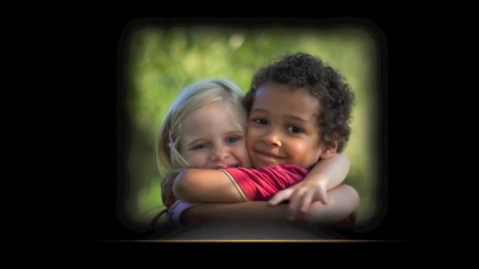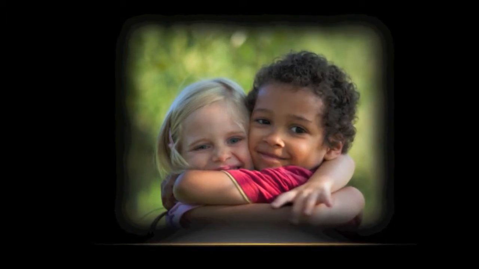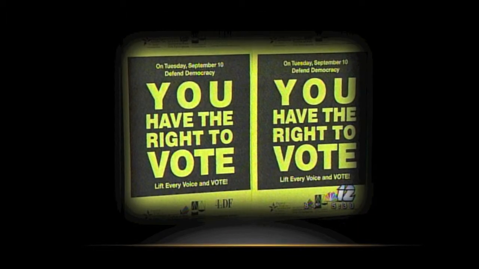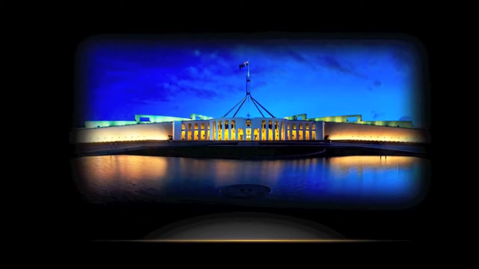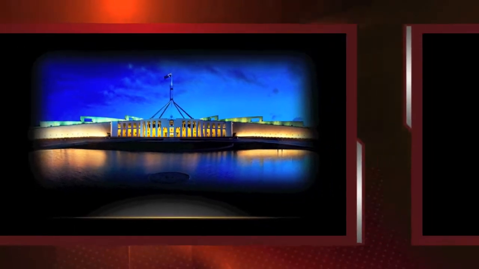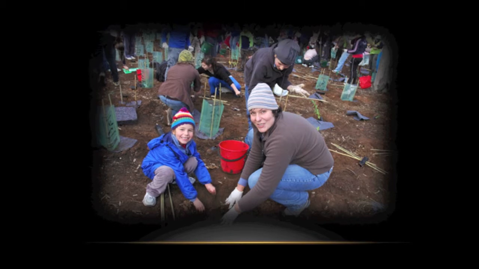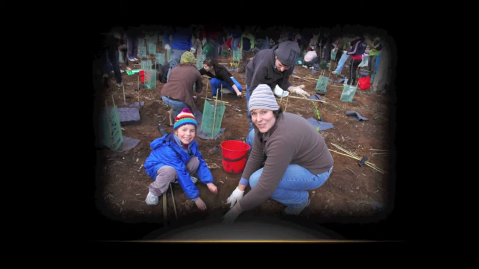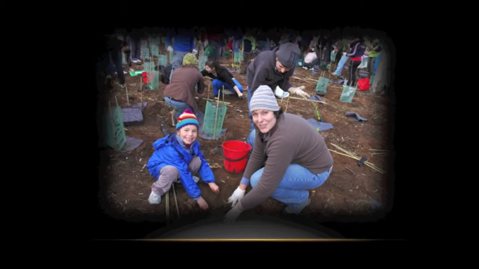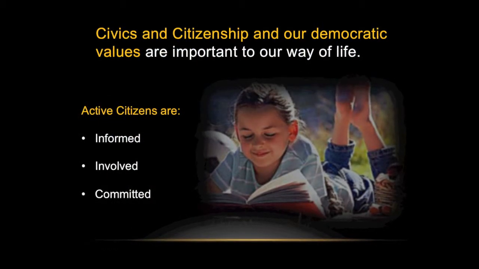As an Australian citizen, you have the right to live in Australia permanently. You have the right to vote. You have the right to stand for an election. Your social values and community involvement can include becoming a volunteer and being actively involved in community projects. Studying civics and citizenship protects our way of life.